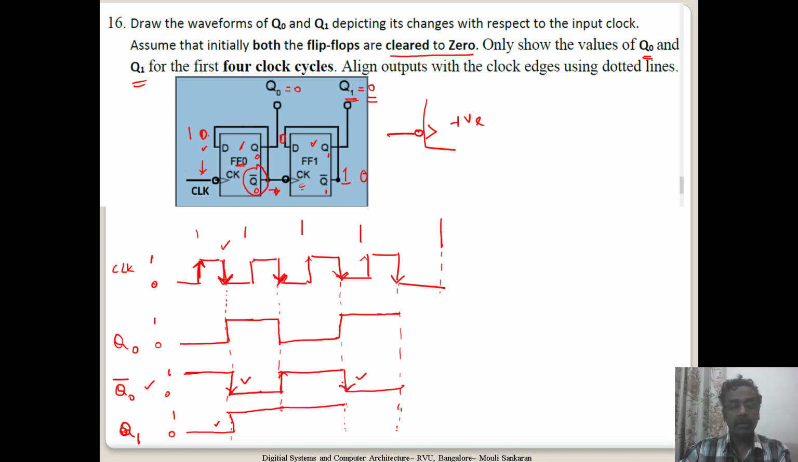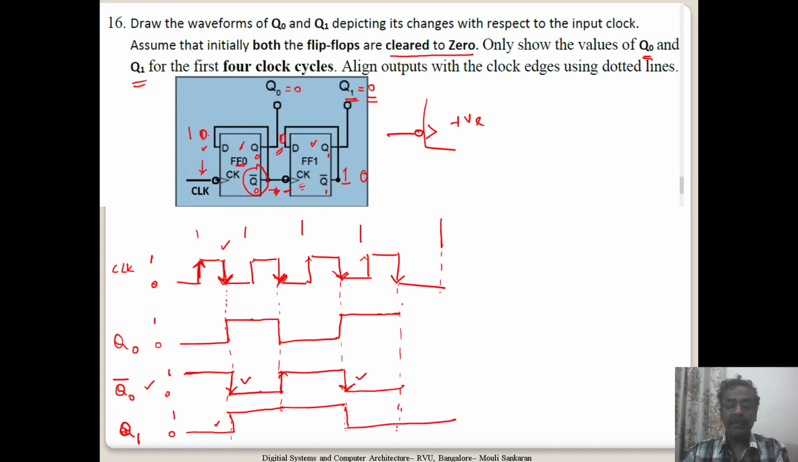Now, this clock, which is Q naught bar, is a clock for this. As far as this is concerned, it is going low. So, it is going to latch the value which is waiting at the input, which is 0. So, it is going to become a 0. So, it will continue up to this point.